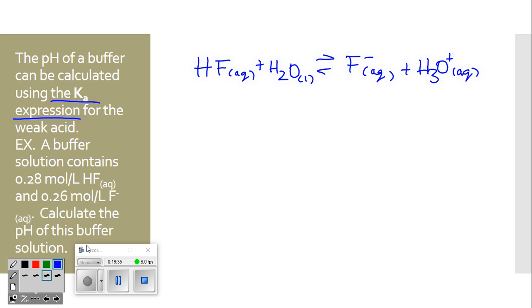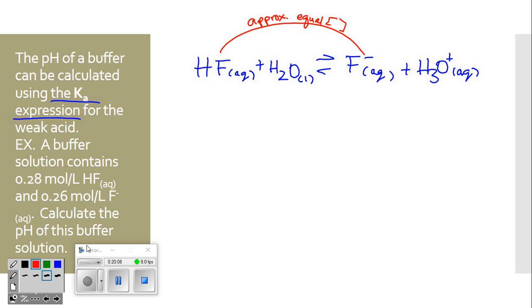The difference is when you make a buffer, you don't just put the acid in water and hope for the best. You specifically add to the solution both the acid and the conjugate base. If I didn't do that, I would never have approximately equal quantities of both of them. So remember, the key with a buffer is that these two should be approximately equal in concentration.